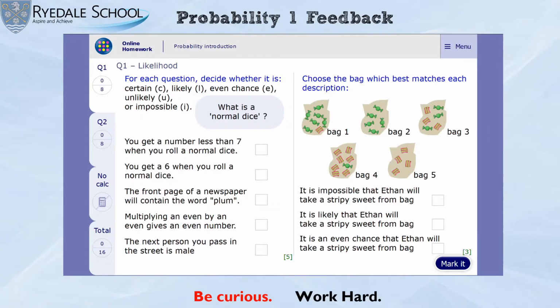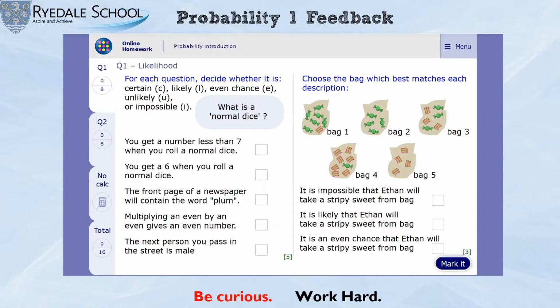Hello, Year 7. I've just decided to make a short video with some feedback from the Probability 1 lesson, and in particular, the My Maths homework task. One or two of you had scored lower than 70%, so I thought I would make this video. So I'm going to go through each question in turn.